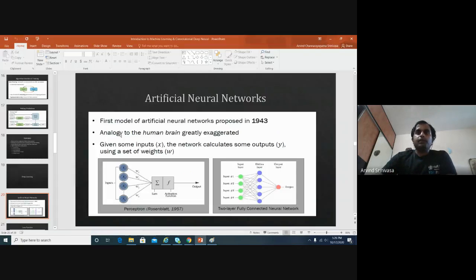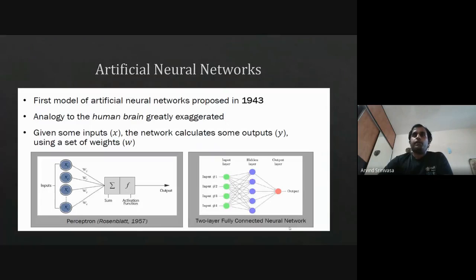Coming to neural networks, the first model of neural networks was proposed in the year 1943. The analogy of a human brain was generally extrapolated. Given some input x, the neural network calculates the output y using a set of weights w. Here x1, x2, x3 are the inputs. We multiply with some random number, that is weights. Then we do the sum. Then we do the activation function. Then the final output is obtained.